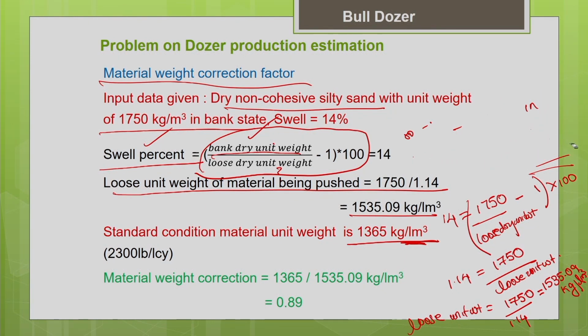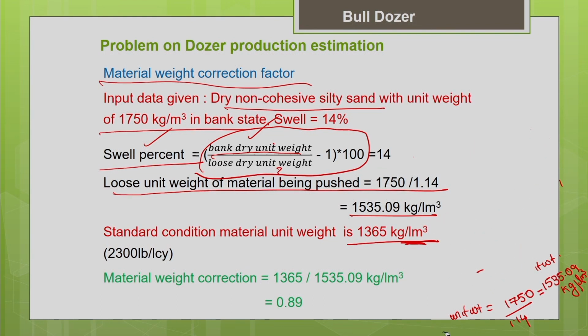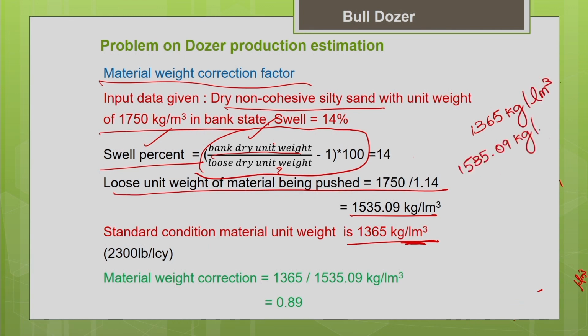So we have converted the bank unit weight into the loose unit weight. So now you can compare both. Your standard condition is 1365 kg per loose meter cube. So now your project condition is 1535.09 per loose meter cube. So obviously your project soil is more denser when compared to the standard condition curve.